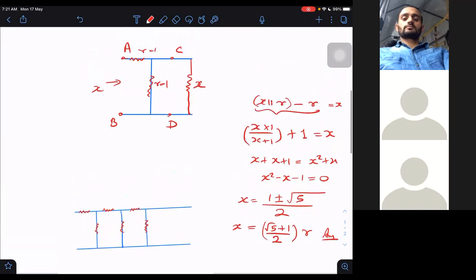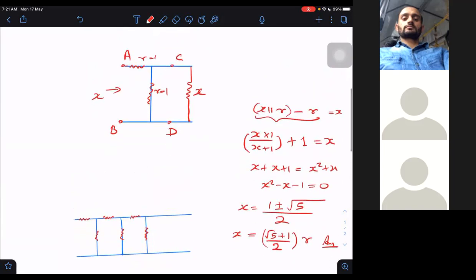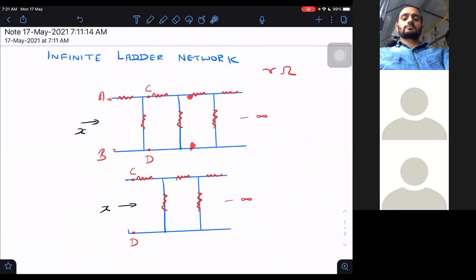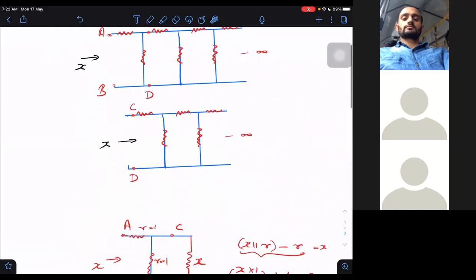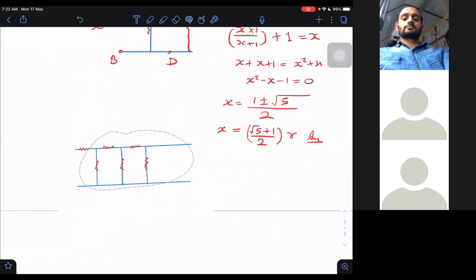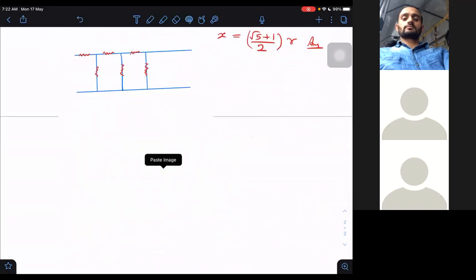If we take the CD points at the next resistance, we can get the same answer, sir. Yes, definitely. If I take CD points here, then again we will get the same answer. You can try it. That will make you understand the things better. Try doing that also.